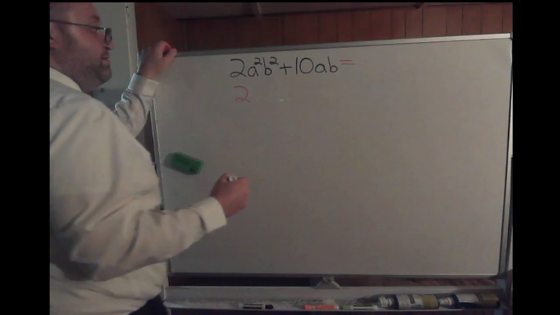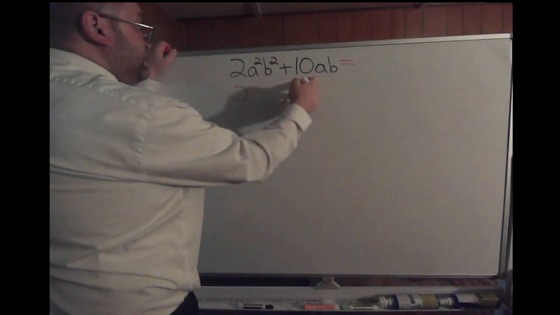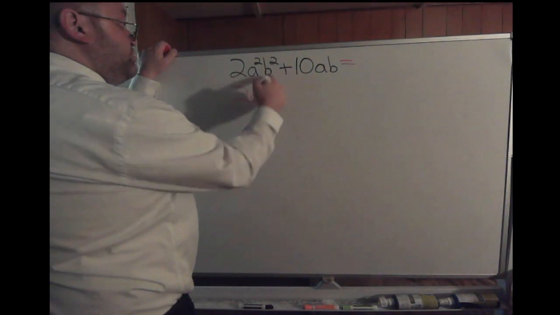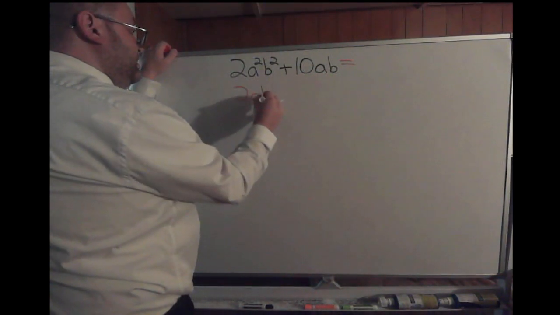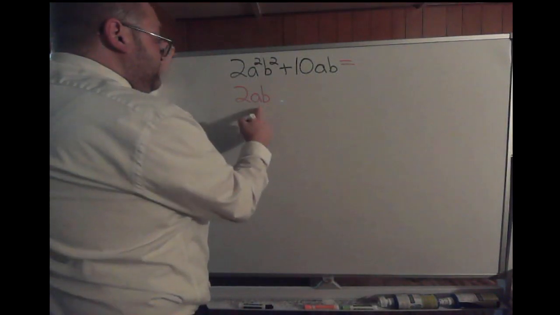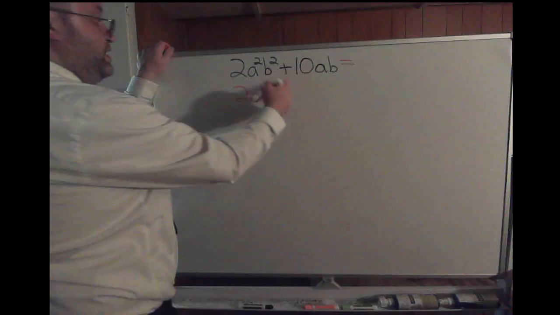Now, do they have common variables? Well, they have an a in common between a squared and a. Between b squared and b, they also have a b in common. So, 2ab is your greatest common factor for each of these terms.